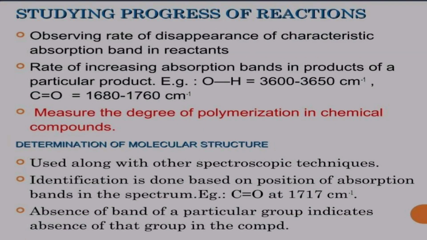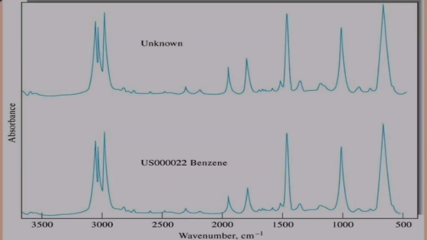Studying progress of reactions: observing the rate of disappearance of characteristic absorption bands in reactants and the rate of increase of absorption bands in a particular product, measuring the degree of polymerization in chemical compounds, and determination of molecular structure used along with other spectroscopic techniques. Identification is done based on the position of absorption bands in the spectrum. Absence of bands of a particular group indicates absence of that group in the compound. Here is a wave number and absorbance graph of an unknown and a benzene sample.